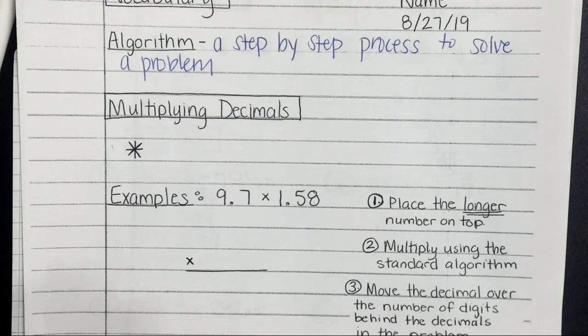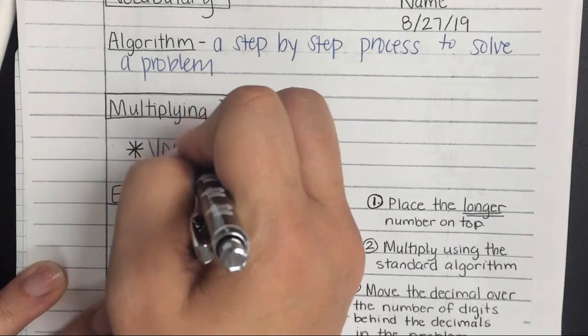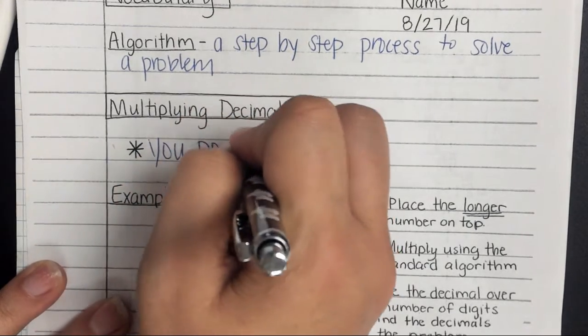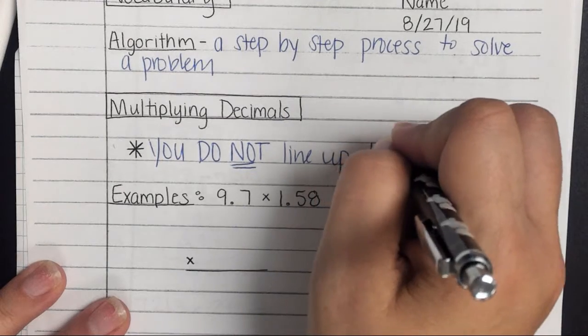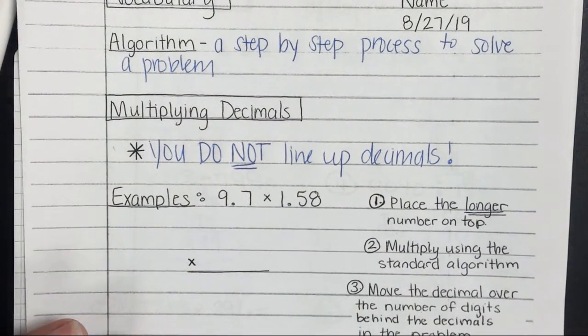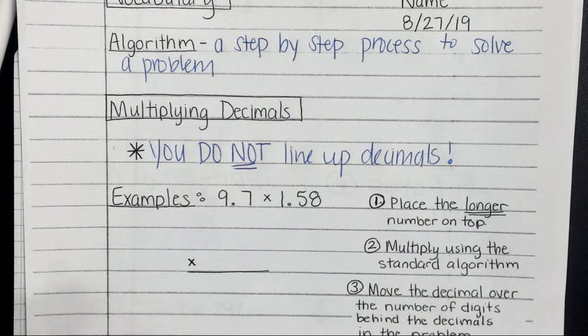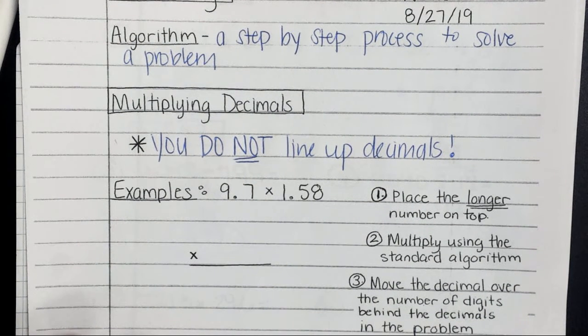Why did we highlight yesterday? Line up. Okay, but guess what? With multiplying, you do not, and I'm putting this in all caps, you do not line up decimals. You do not. With multiplying decimals, you do not line them up. Adding and subtracting, we have to. It's super important. But multiplying, we do not line up the decimals. Okay?